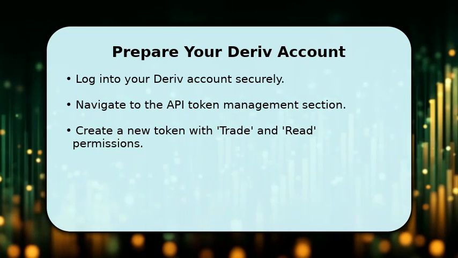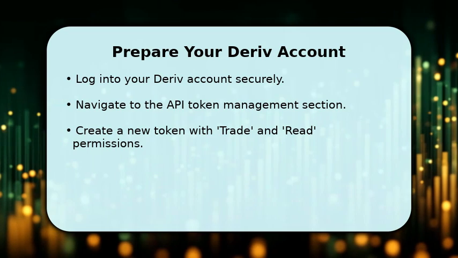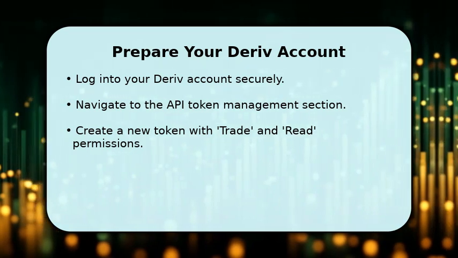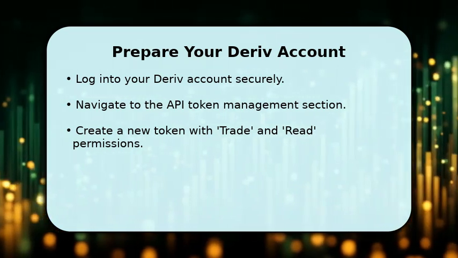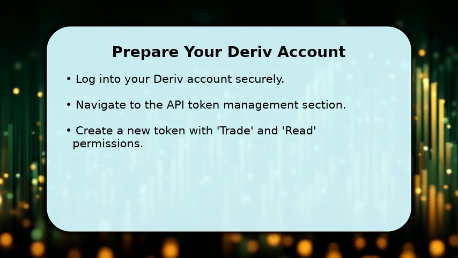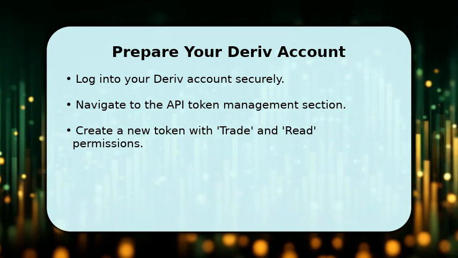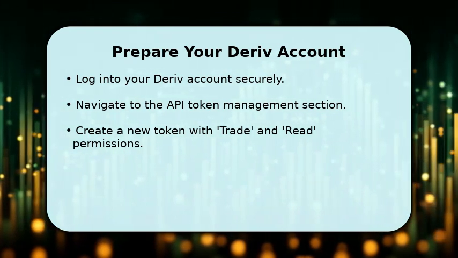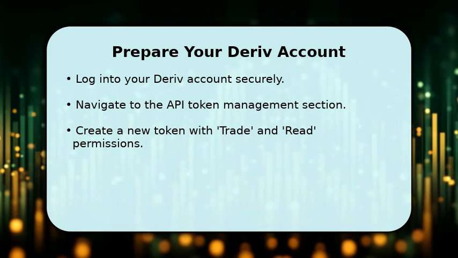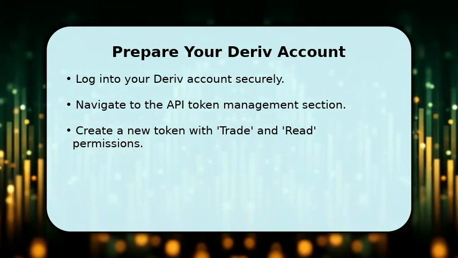To begin, log into your Deriv account using your credentials. Once inside, locate the Settings or Account Management area, then find the API Tokens section. Here, you will generate a new API token. Make sure to grant this token the necessary permissions, specifically read and trade, to allow TradingView to both view your account data and execute trades on your behalf. Copy this token immediately after creation.